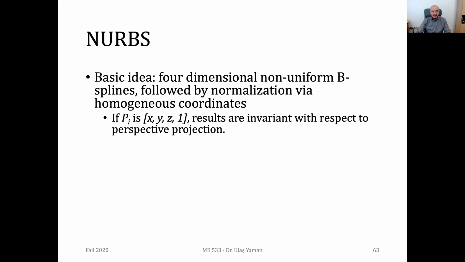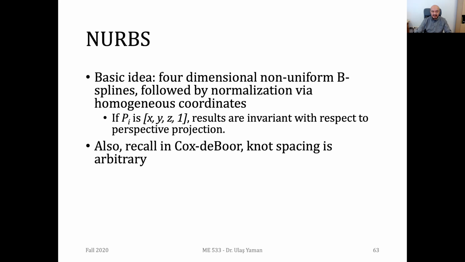So what is our basic idea? We will have four-dimensional non-uniform B-splines, and they will be normalized with some homogeneous coordinates. So if you think about pi, let's say, if pi is represented with x, y, z, and 1, then the results will be invariant with respect to any kind of projection.